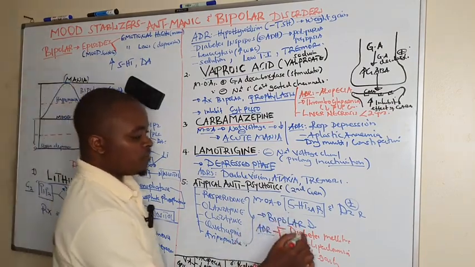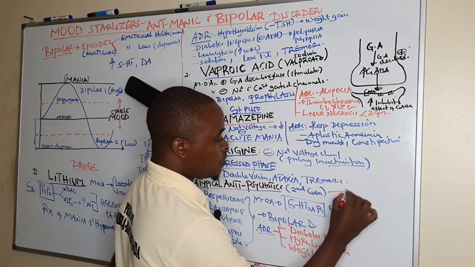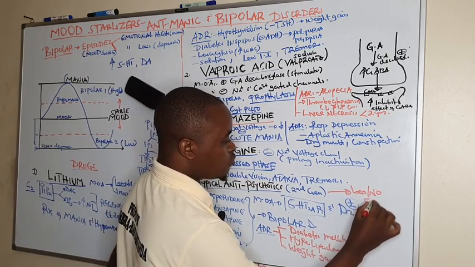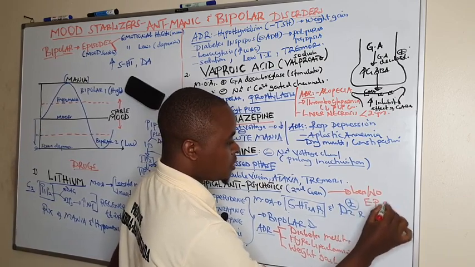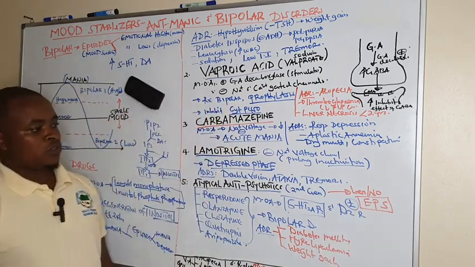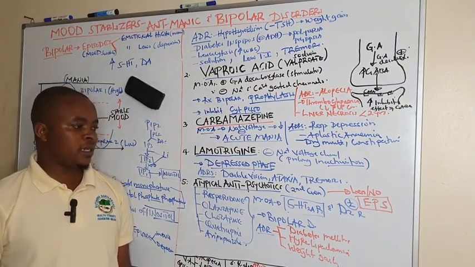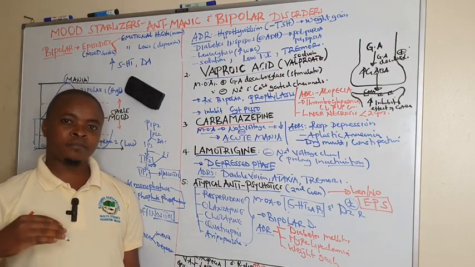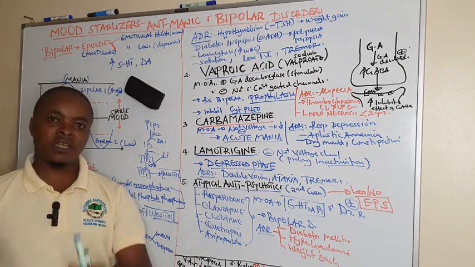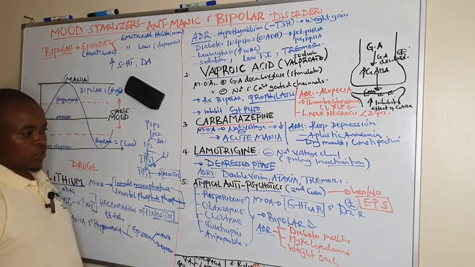Why are they preferred? Because they have less or no extrapyramidal syndromes, such as muscular dystonias, akathisia, and Parkinson's-like symptoms. They are less pronounced compared to the typical antipsychotics.